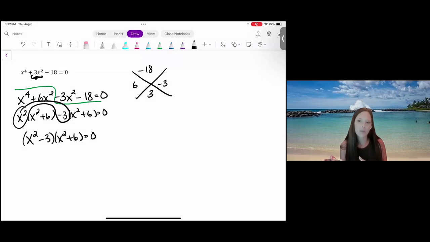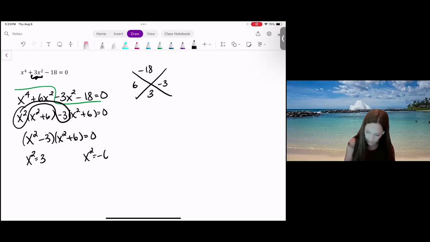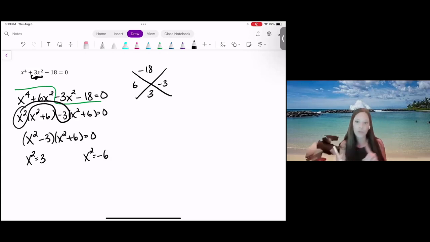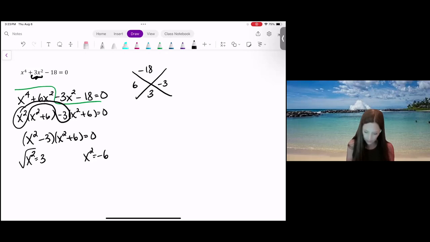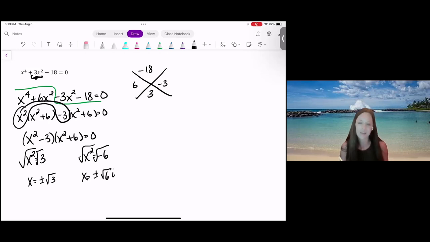And I can set each of those equal to 0 and solve. That means I have x squared equals 3 and x squared equals -6. I'm going to have real roots and non-real roots. Square rooting both sides gives me x equals plus or minus √3 and x equals plus or minus √6i. So my actual real solutions are plus or minus root 3.